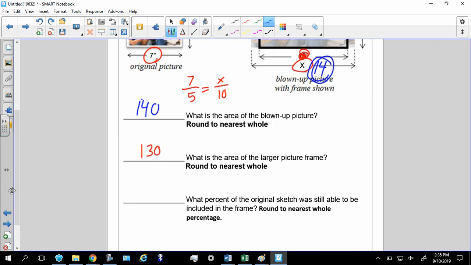So what percent does the original sketch have to be? Well, I'm just going to take 130 divided by 140. You're going to end up with 93%.